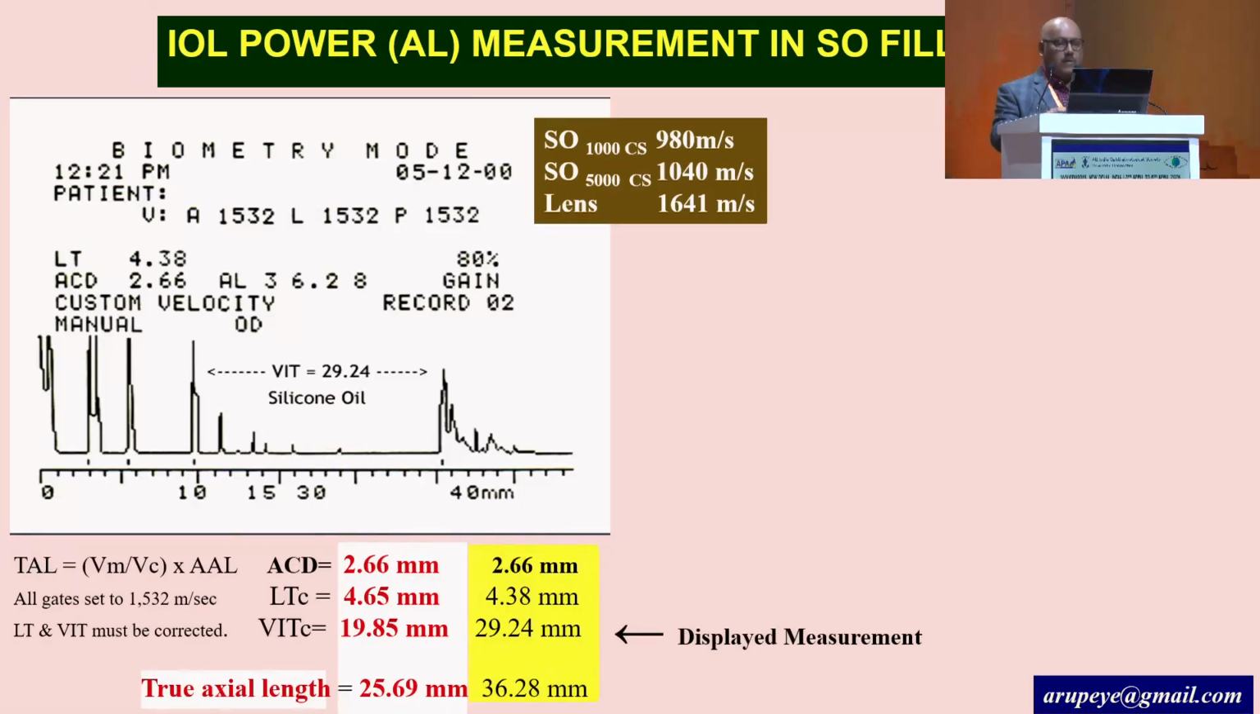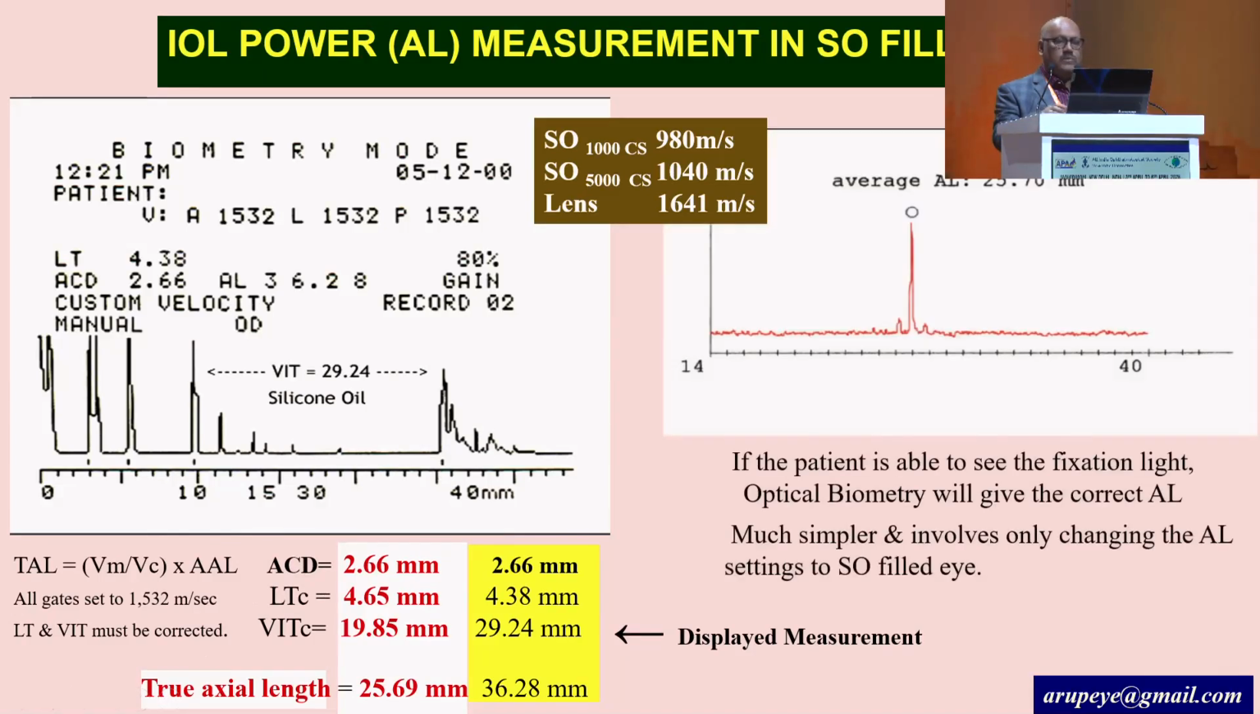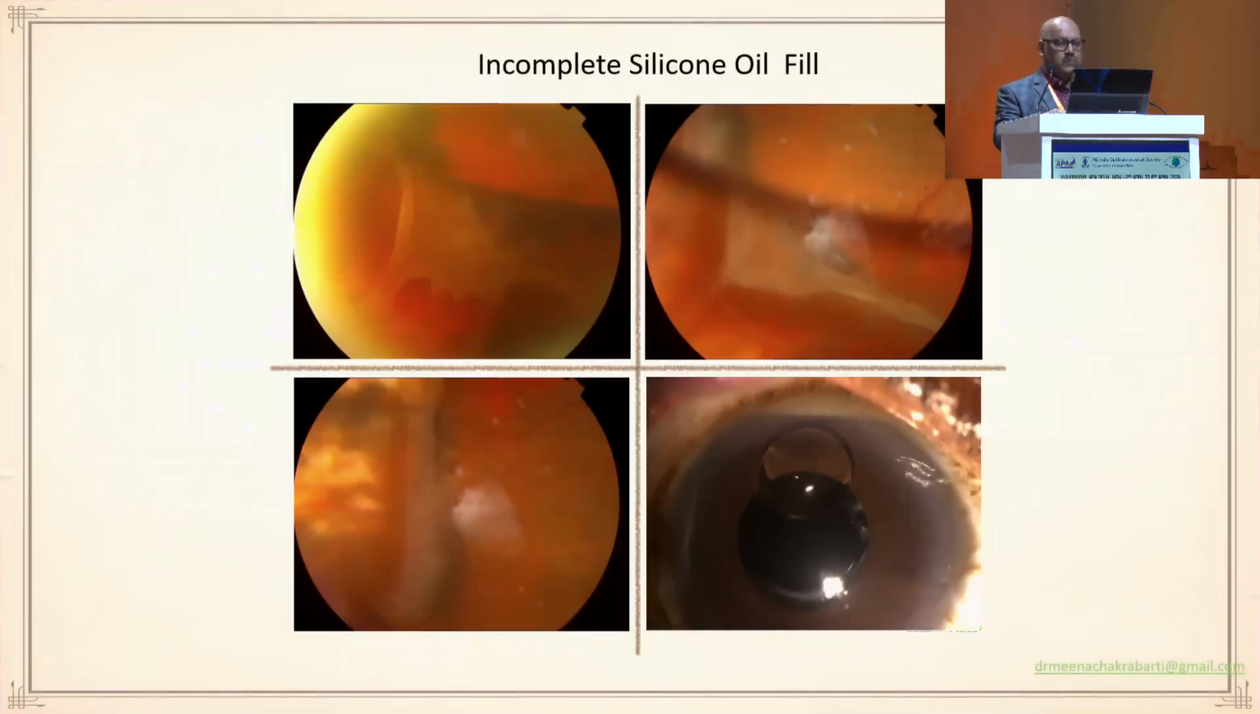Here, this patient, he has used a velocity of 1532 for the entire measurement, and the axial length that has been calculated is 36.28. Then when the correction factors have been applied, ultimately it comes down to 25.69 millimeters, which tallies quite well with optical biometry results. So there is a way of getting around these situations.